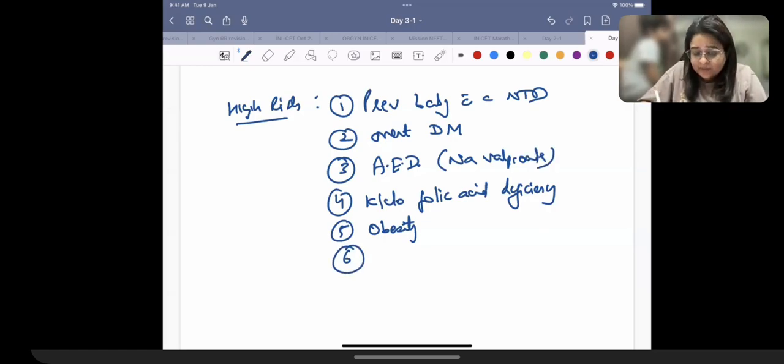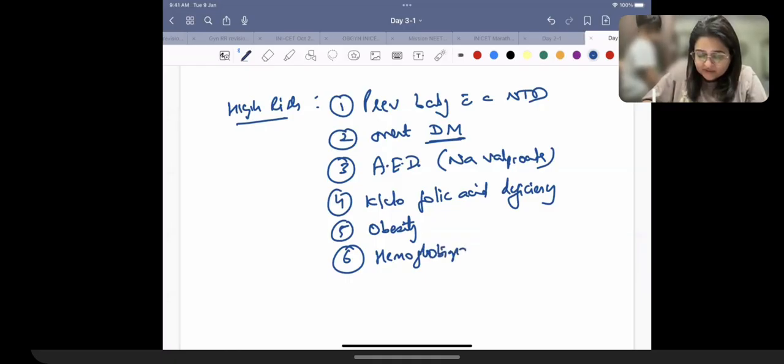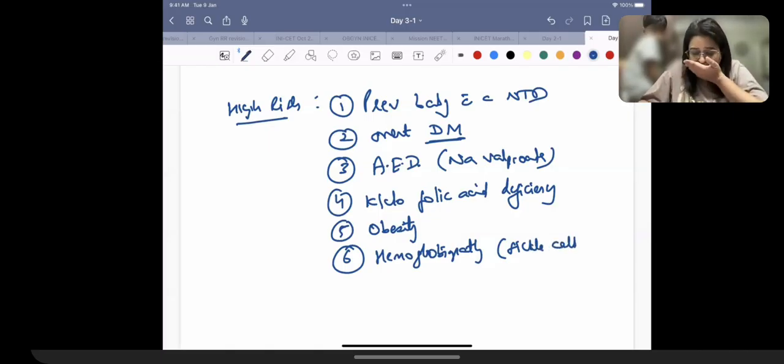Anything else? Women with diabetes, DM, diabetes mellitus. Now, what else? One more I want to add here is women who have a hemoglobinopathy, like sickle cell disease or thalassemia. What happens in these women? The turnover rate of RBC production is higher.